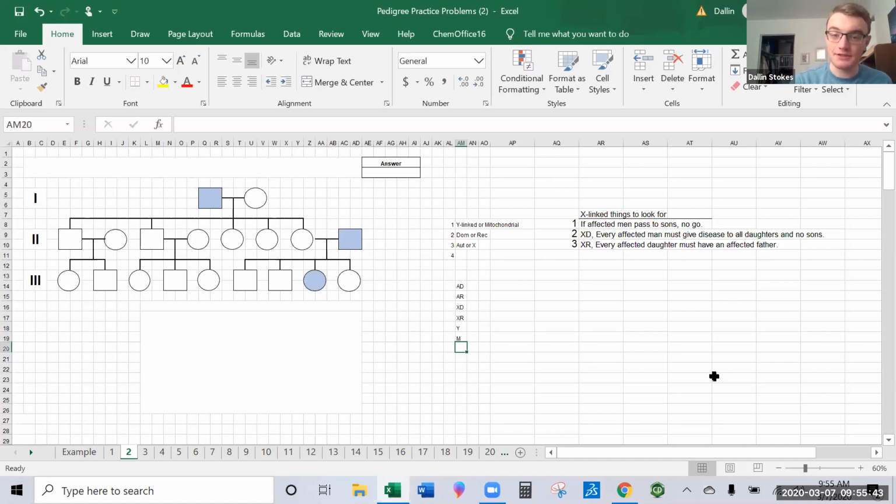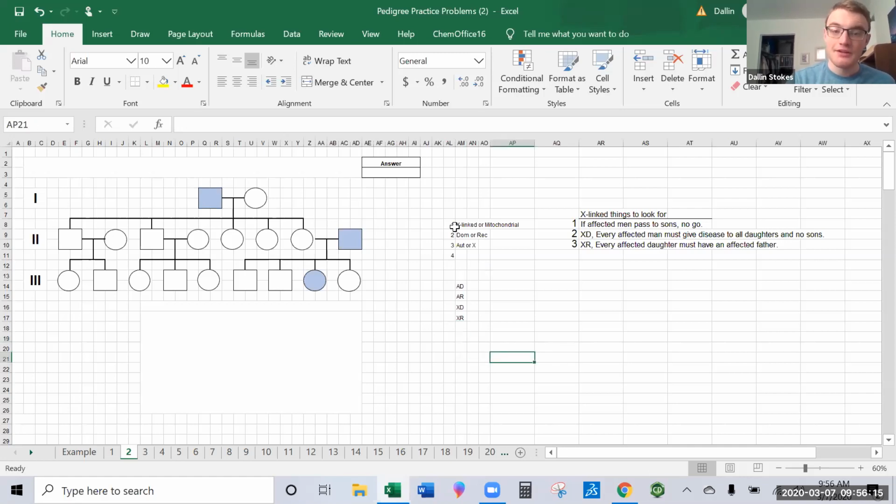Okay. In this case, it's not Y-linked because I don't have an affected father giving it to all of his sons. And it's not mitochondrial because affected fathers, although they aren't giving it to children, you have children that are getting the disease from non-affected parents. So that can't be it. Plus, it's a dad giving it to his daughter. So this can't be mitochondrial. So we just ruled out the first two.